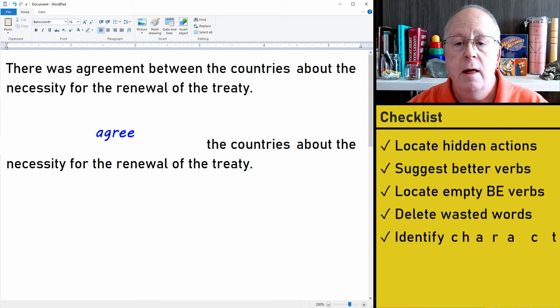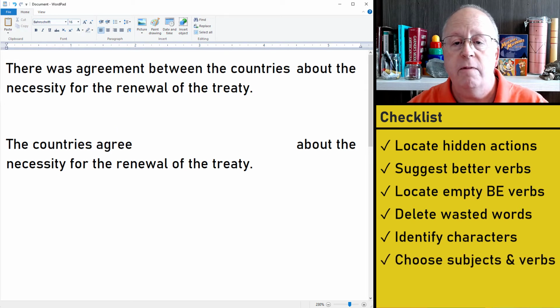If I'm lucky, the sentence will give me a hint, and it does. The countries agree about something. So let's make the countries the subject of the clause and agree the verb of the clause. I remember that the original sentence is set in the past, so I change the verb tense from agree to agreed. Agree is typically followed by one of two words. The first is to. The second is that.